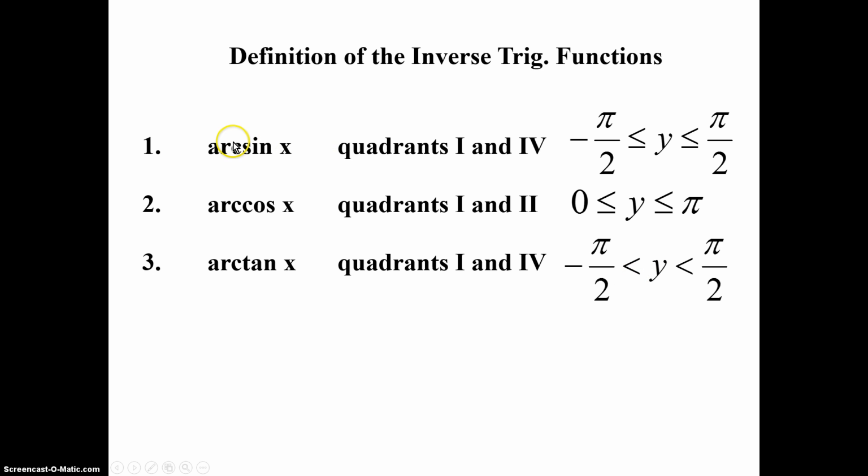So arc sine only exists in quadrants 1 and 4, in which y is between negative pi over 2 and pi over 2. So on the y-axis, it goes from negative pi over 2 to positive pi over 2. Arc cosine lives in quadrants 1 and 2, between 0 and pi on the y-axis. Arc tangent exists in quadrants 1 and 4, between negative pi over 2 and positive pi over 2 on the y-axis. So I'll give you some time to go ahead and just finish writing those notes.